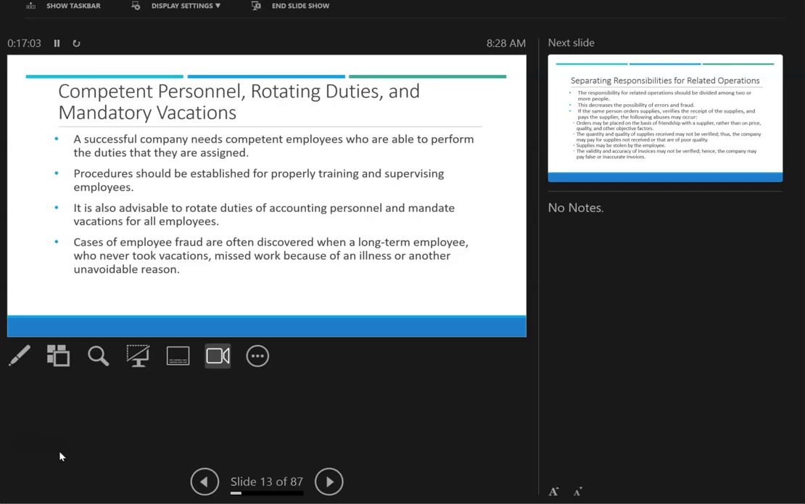Okay, good question. So there are scenarios where, let's say one person's doing all the deposits, and maybe even opening the mail. When you have a mandatory vacation, that employee is removed. So other things can maybe be exposed.